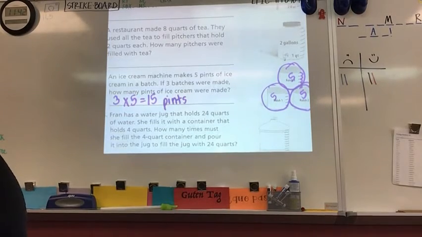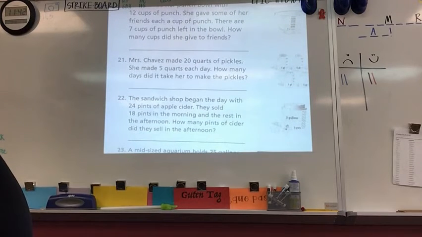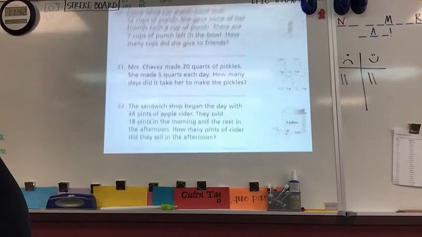I want ice cream. In 2nd grade, we got ice cream at school. Well, since we talked about ice cream, let's go ahead and talk about punch and pickles. Ice and then cream isn't a word. It's ice cream. Yummy.